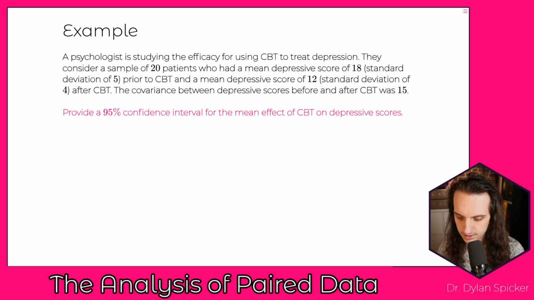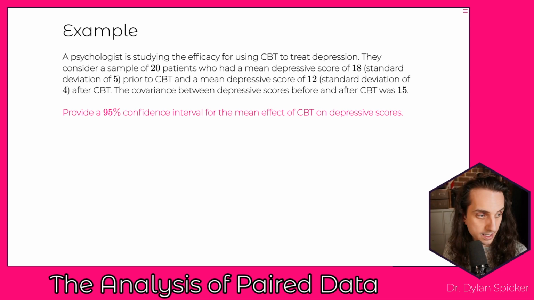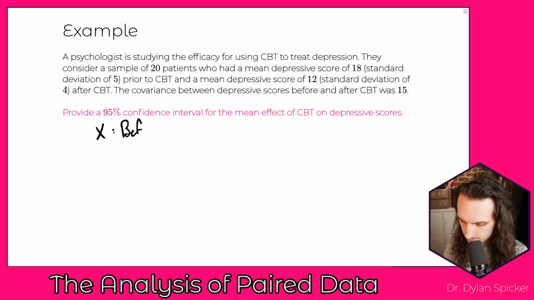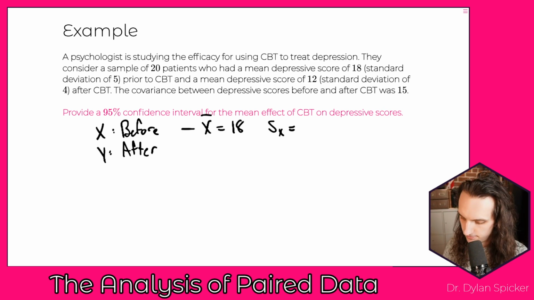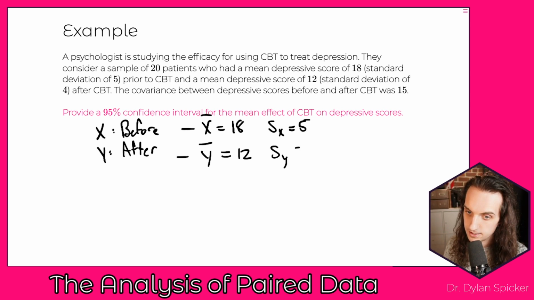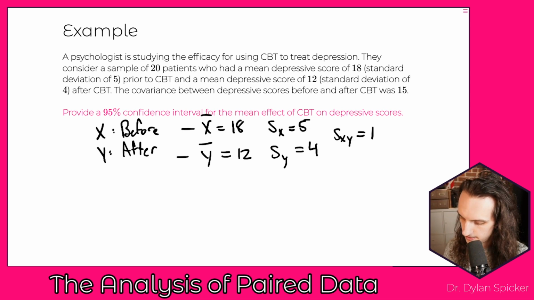Okay, and so here, if we think about, well, what are we actually being told? We have, again, these 2 different measurements, and so we can say that X here is going to be our scores before, Y is the scores after. And then what we're told, well, X bar is going to be the mean score before, so that's 18, and we have a standard deviation here of 5. Y bar is going to be 12, and we have our standard deviation here of 4. And further, we're told that the covariance is going to be 15.